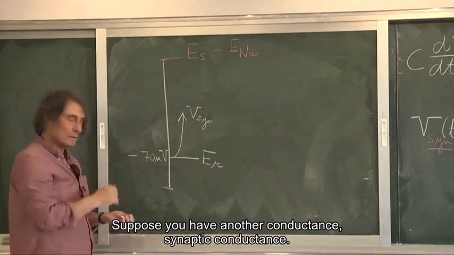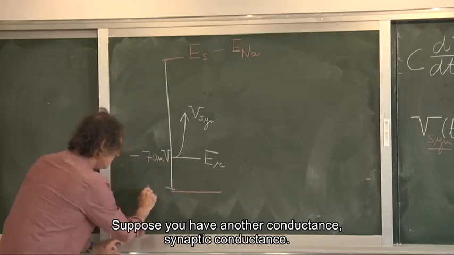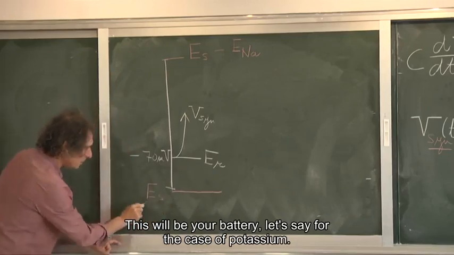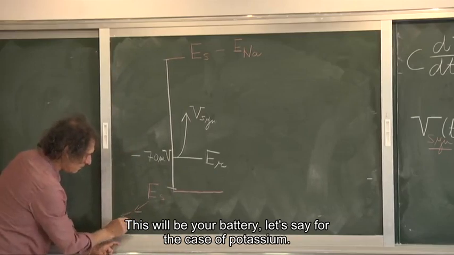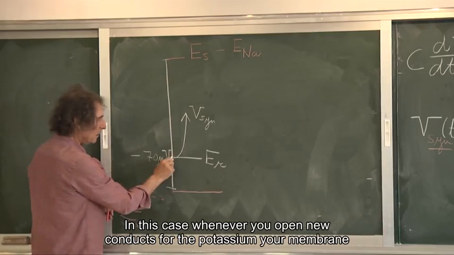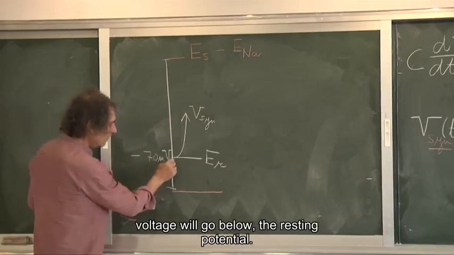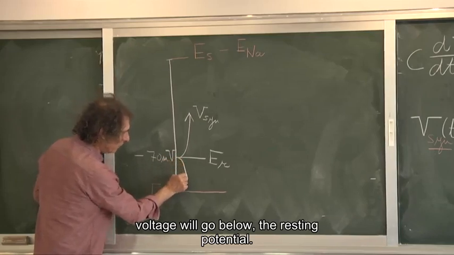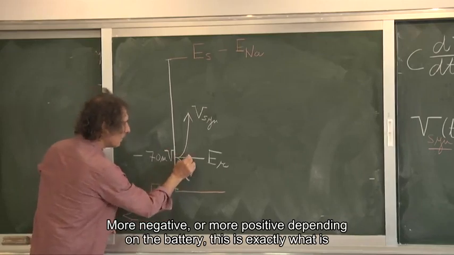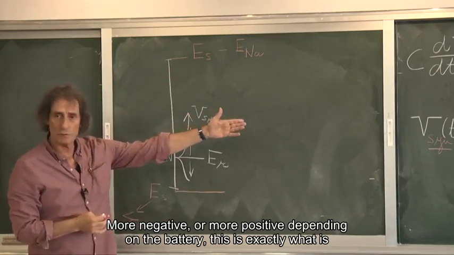Suppose you have another synaptic conductance. This will be your battery, let's say for the case of potassium. In this case, whenever you open a new conductance for the potassium, your membrane voltage will go below the resting potential, more negative or more positive depending on the battery. This is exactly what is written there.